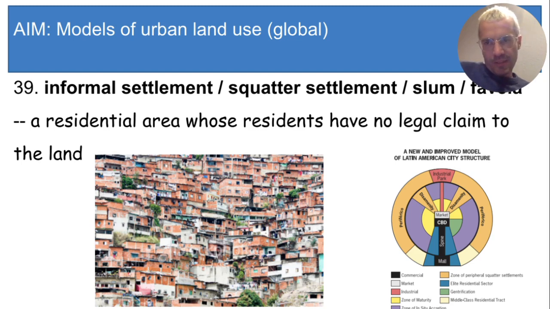The existence of squatter settlements is a major difference between cities in the developing world and cities in more developed countries like the US or in France. Remember, any model of a city that has squatter settlements is always going to be a model of a city in a developing country.